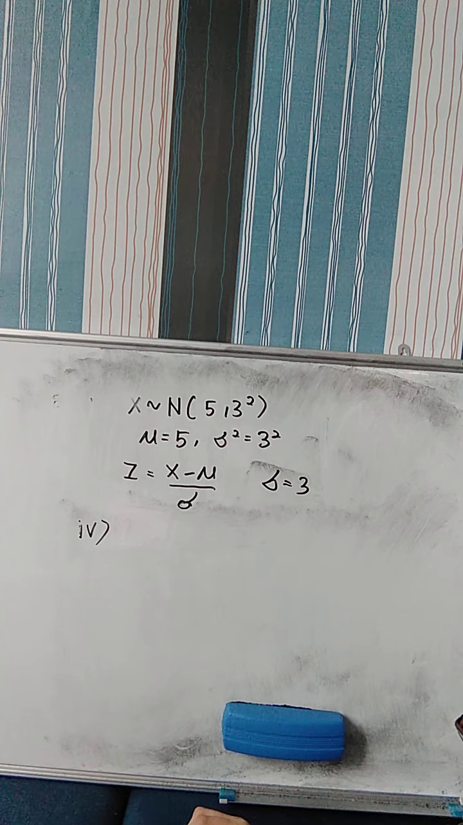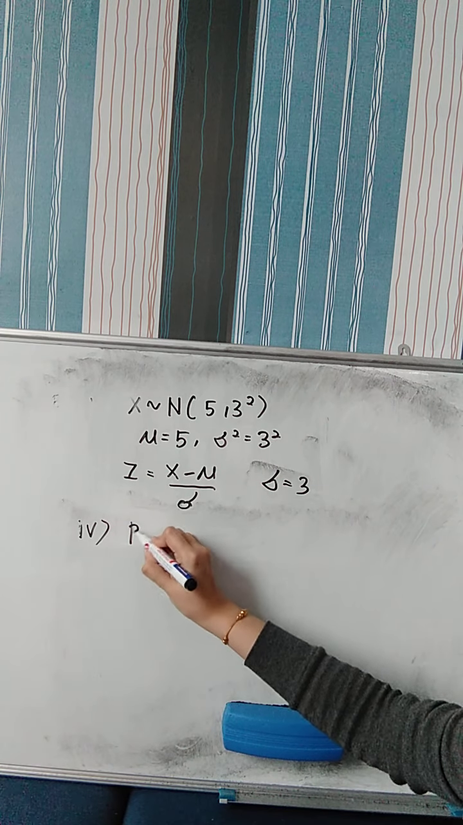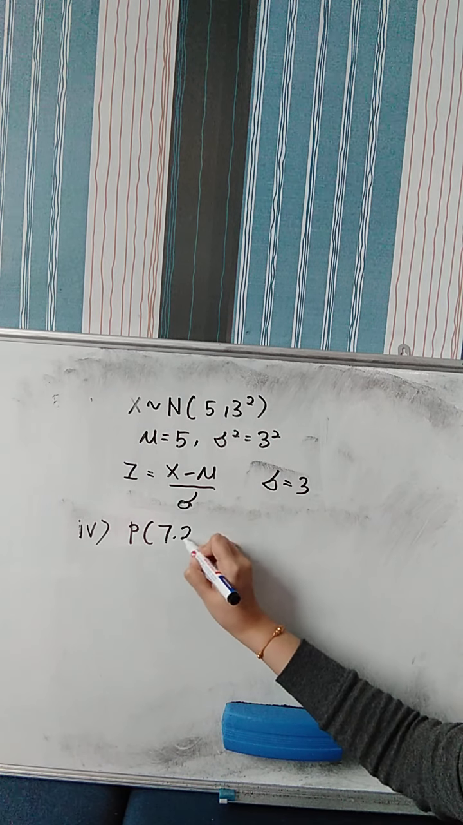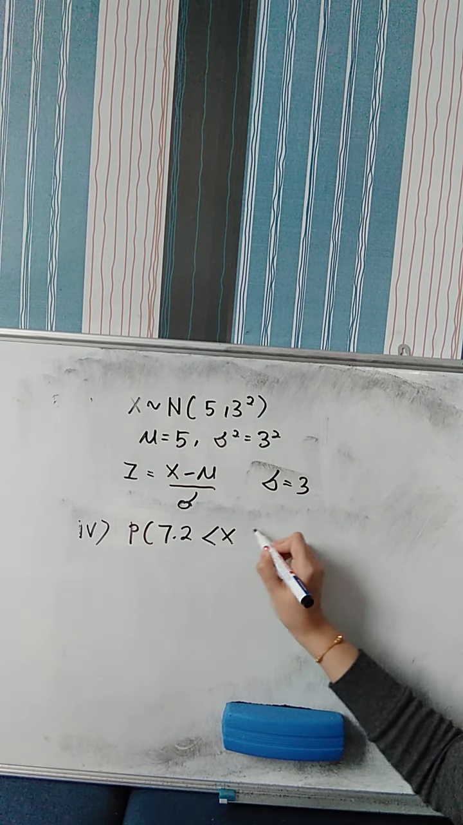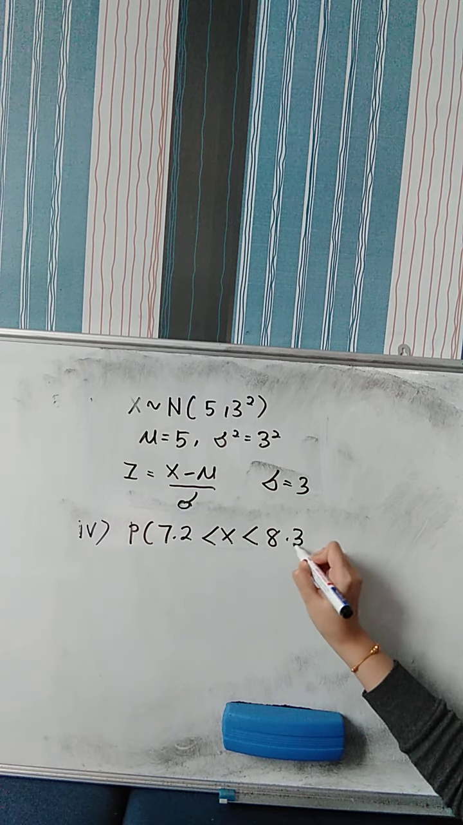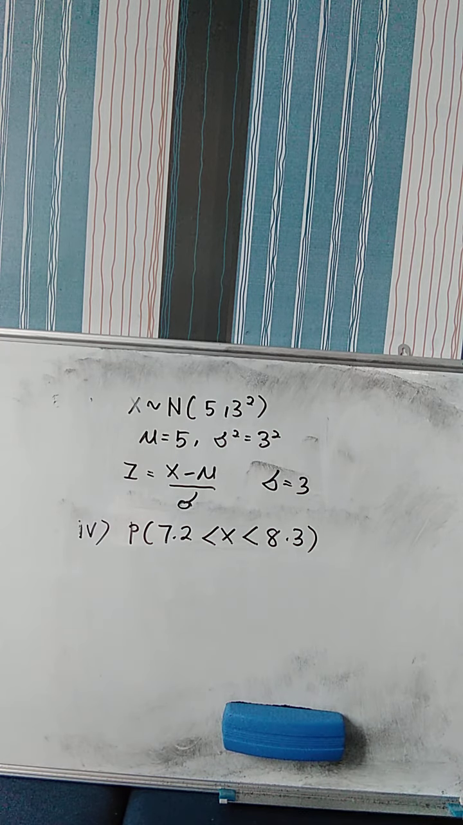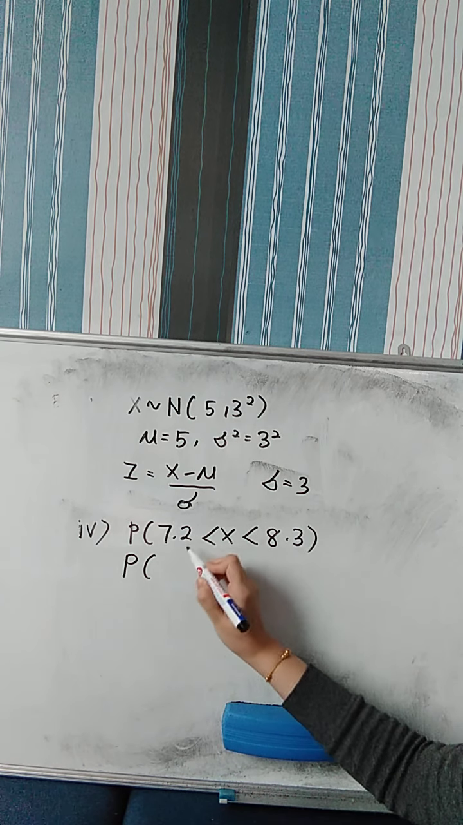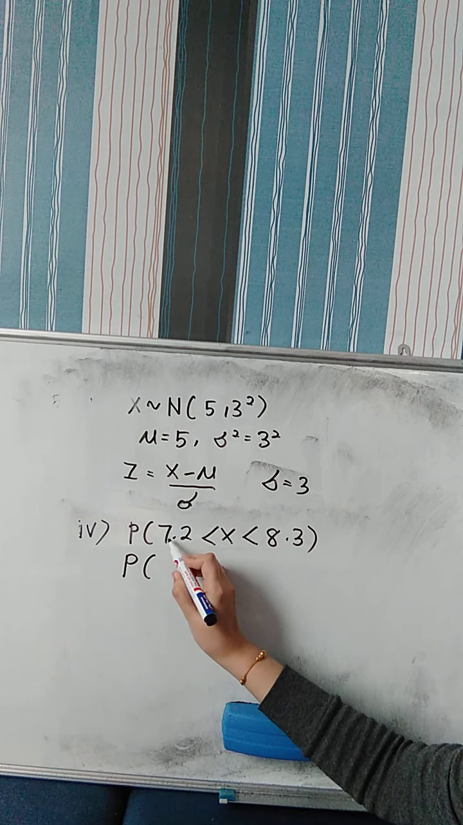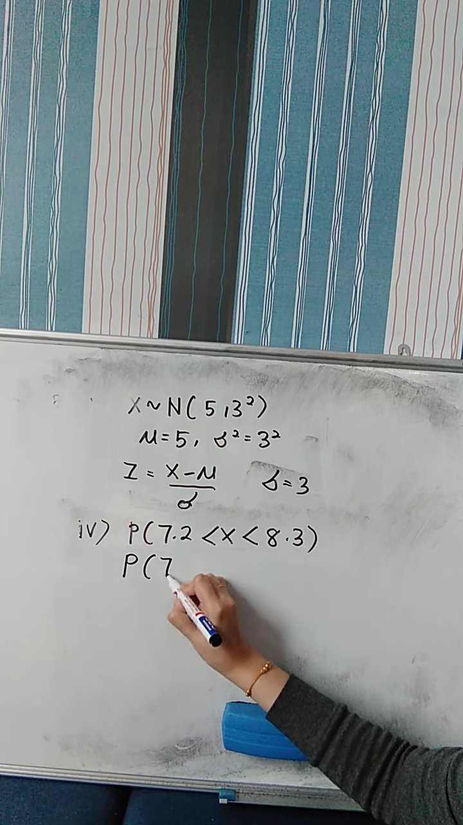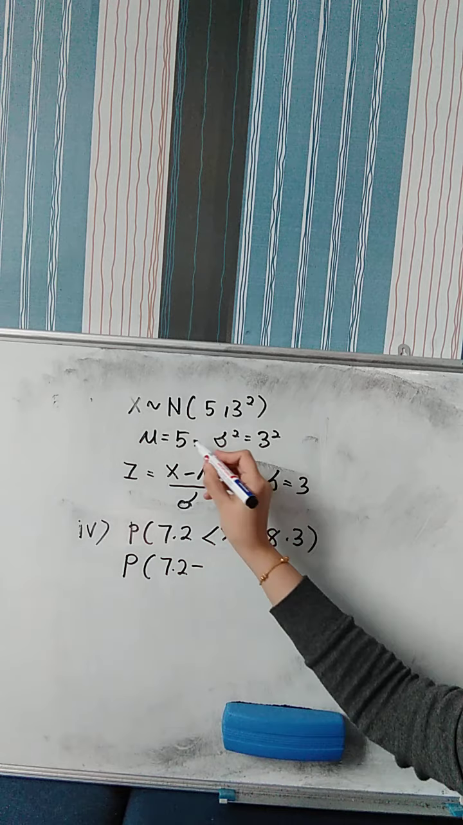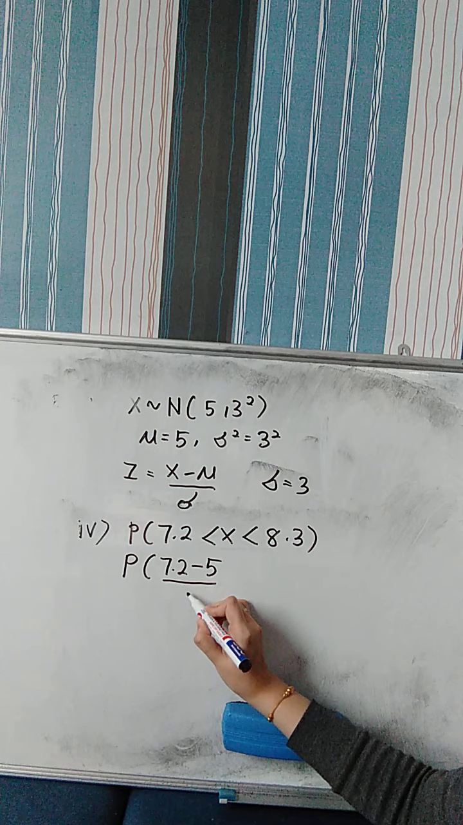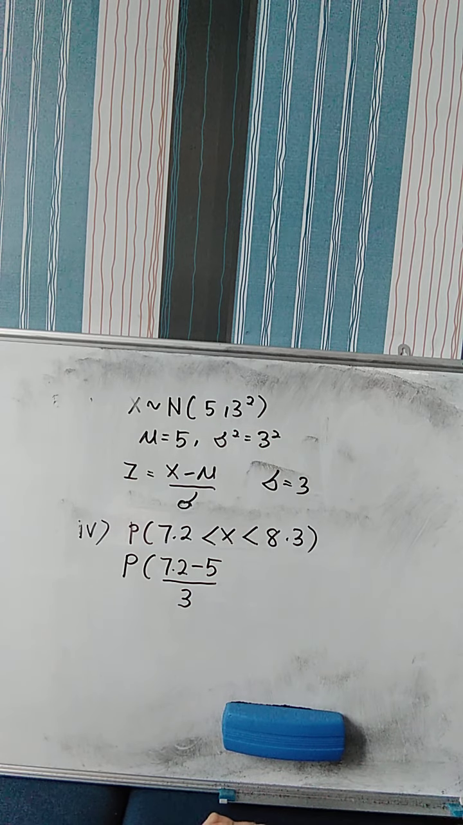Next, continue to number 4. If P is given in between 7.2 less than X less than 8.3. Okay, same step. You need to convert, to change to the standard normal distribution. So, your X here is 7.2. You minus your mu, your mean, which is 5. You divide by the standard deviation, which is 3.